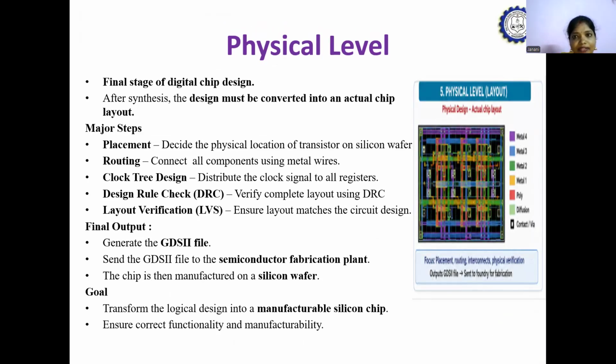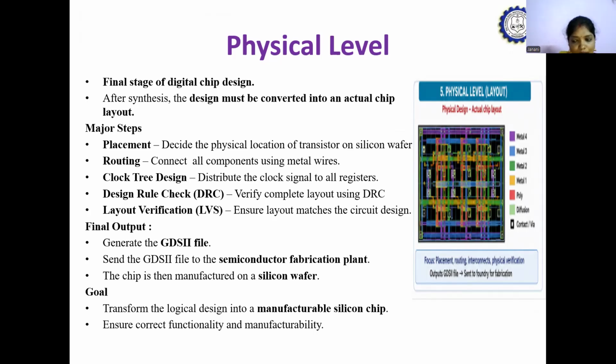So the next one is the physical level. It is the final stage of digital chip design. After the synthesis, the design is converted into the actual chip layout. Here we decide where to place the transistors on a silicon wafer. The major steps are placement. First, we decide where to place the physical components on the silicon wafer.